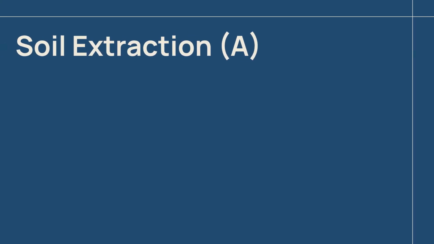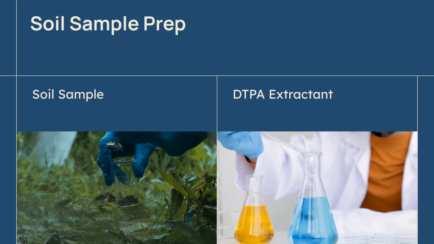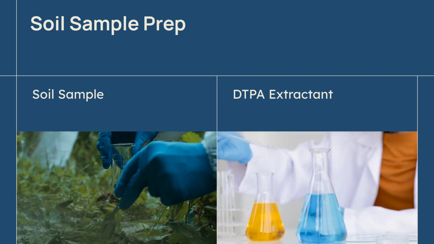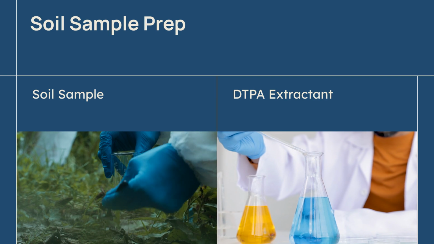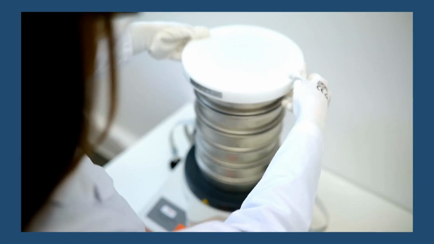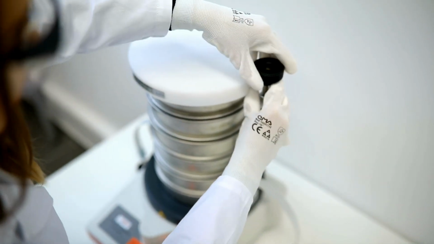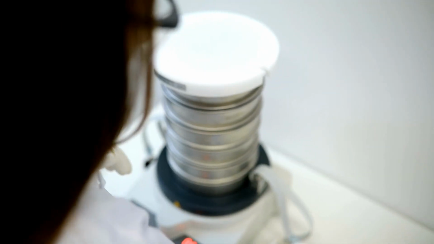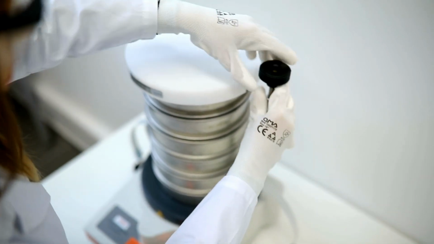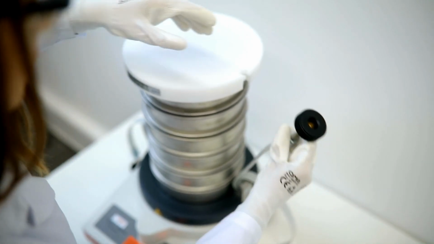Now let's detail the soil extraction procedure, which is part A of the analysis. Start by accurately weighing 10 grams of your soil sample into a 100 milliliter plastic bottle. Then, add 20 milliliters of the DTPA extractant, maintaining the 1:2 soil to DTPA ratio. Shake the mixture vigorously for 2 hours on a mechanical shaker at 120 revolutions per minute. Afterward, filter the solution using Whatman No. 42 filter paper into a 50 milliliter beaker. This filtrate is what you will use for micronutrient measurement.